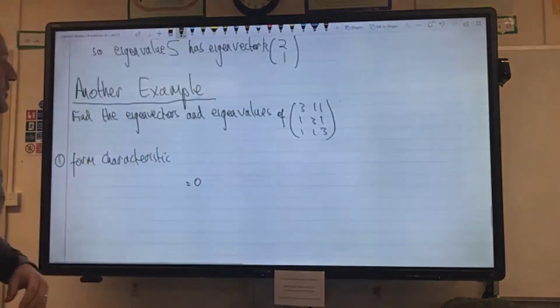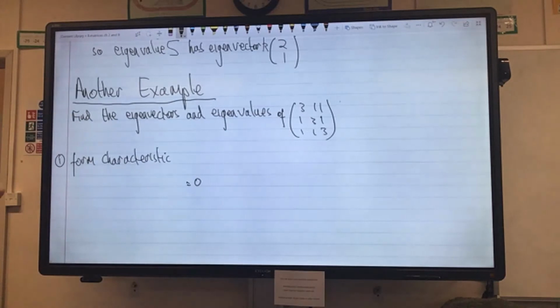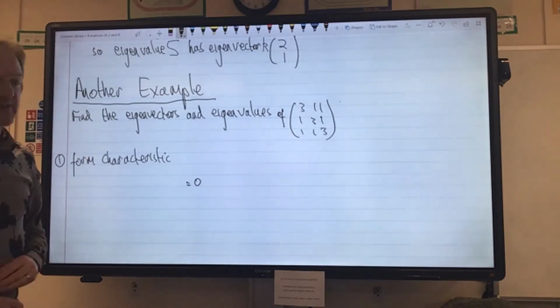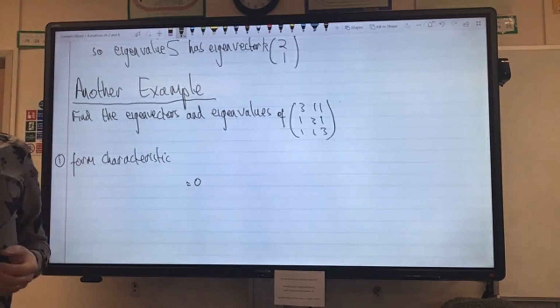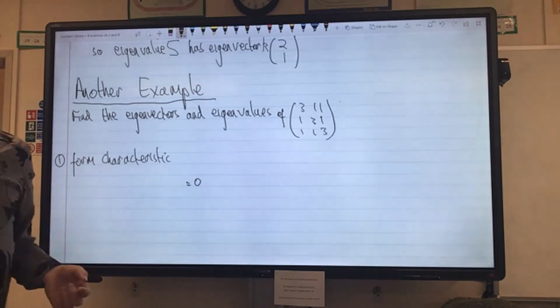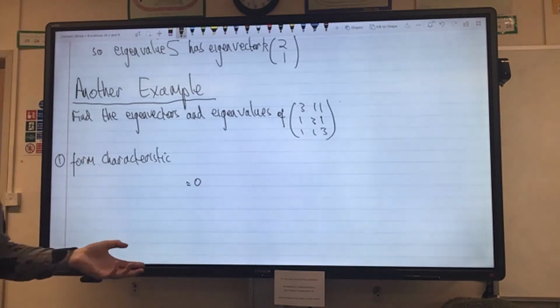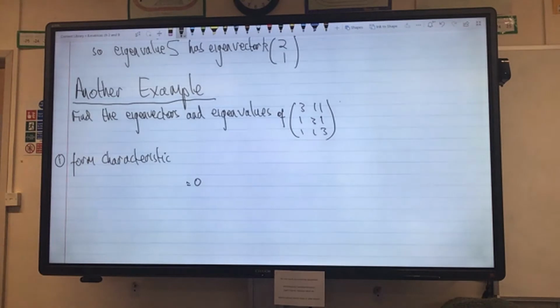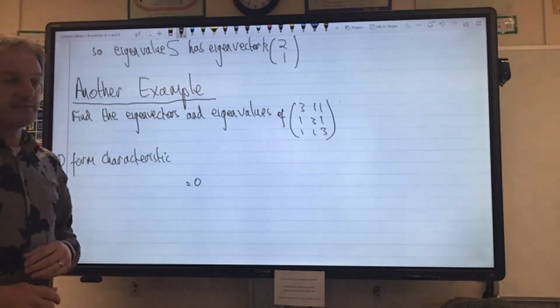See if you can see this 3 by 3 matrix. See if you can form its characteristic equation and find the values of lambda. I'll stay here. You shout out if you're stuck or if you want to check things at answer.